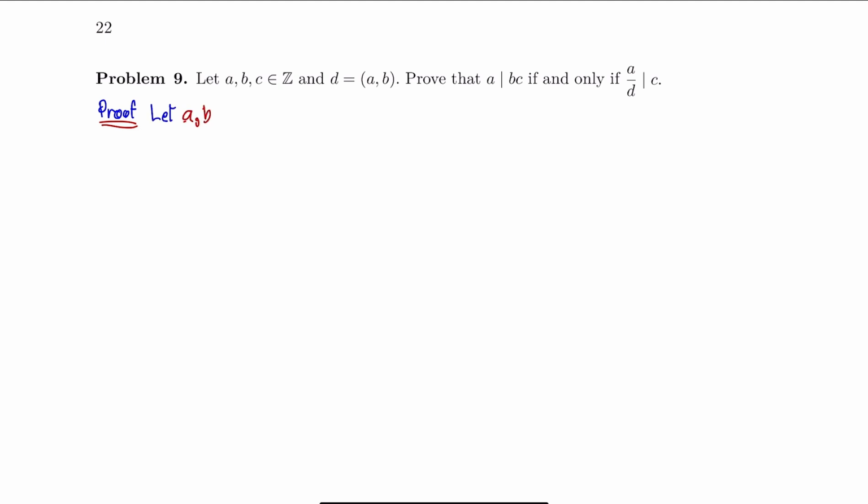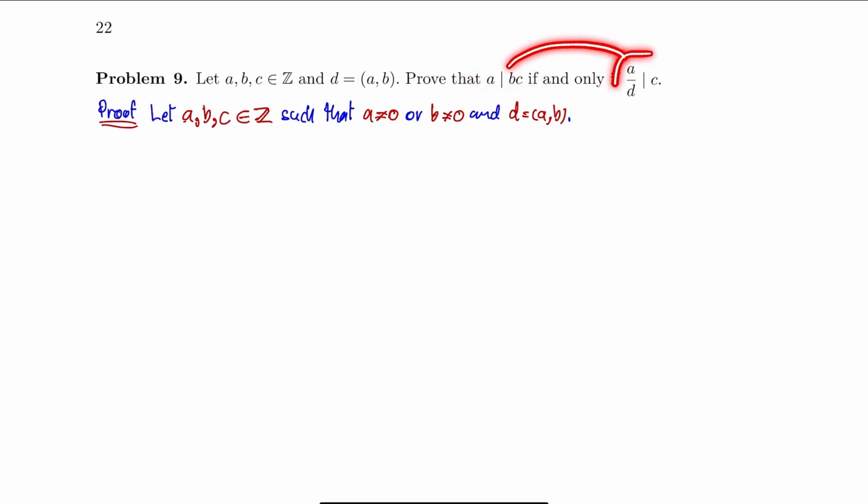a and b and c be integers such that a is not 0 or b is not 0, and d is the greatest common divisor of a and b. Now let's prove that if a divides bc, then a over d divides c. So we have to prove from the left to the right.